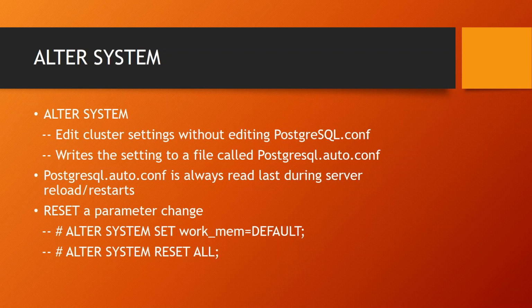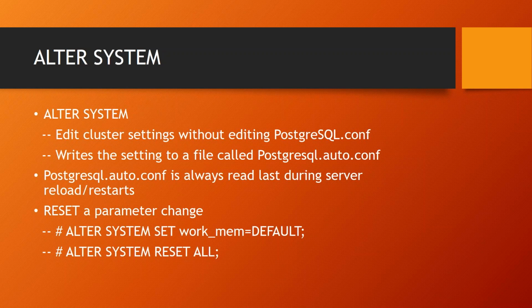Now when you reload or restart your server, the first file that the postmaster reads is postgresql.conf, and the next file that it reads is postgresql.auto.conf. That means whatever changes you have made in postgresql.auto.conf will overwrite all the parameter values that you have given inside the postgresql.conf file.